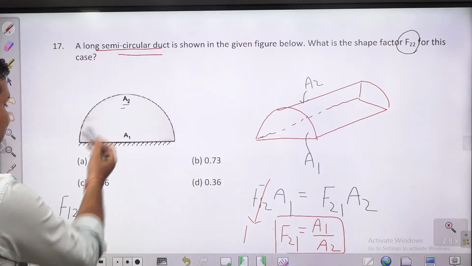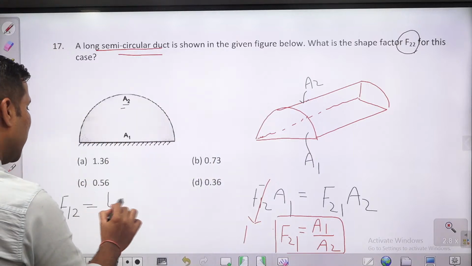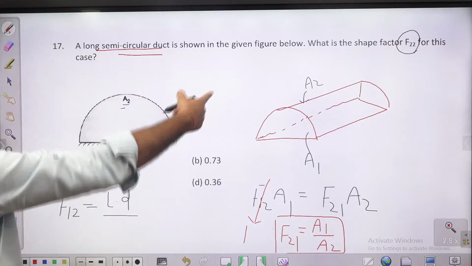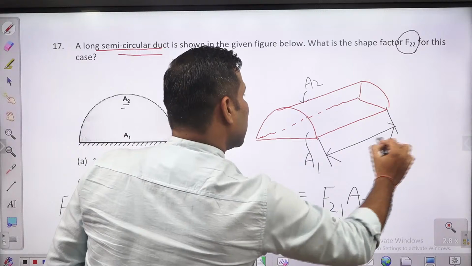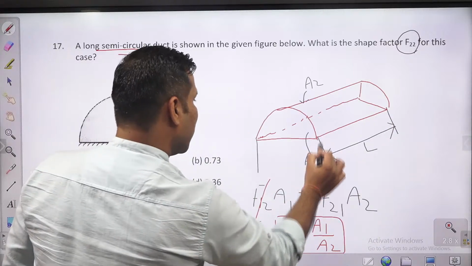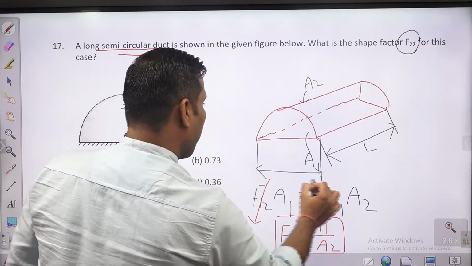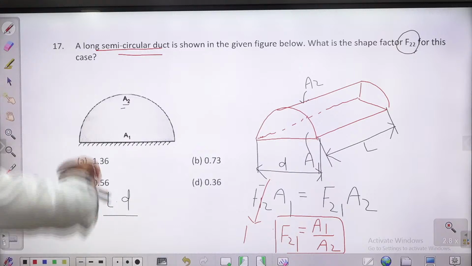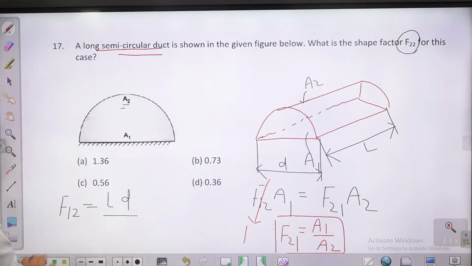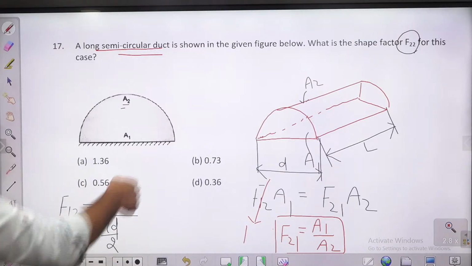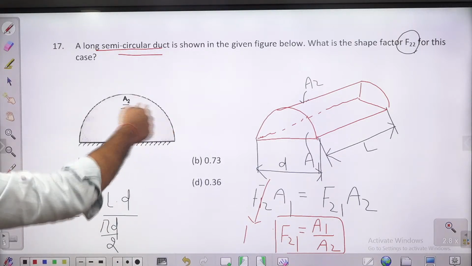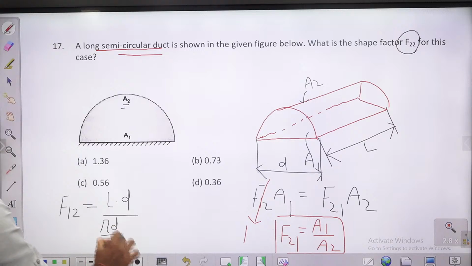Fine. So now what is A1, guys? A1 कितना है? A1 can I write as L into D, where L is the length of the duct and D is the diameter. Yes or no? So this is L into D. What is the area of this? इसका area कितना हो जाएगा? It will be pi D by 2, because the perimeter of the entire circle is pi D, so the perimeter of the semicircle will be pi D by 2. So perimeter into length.